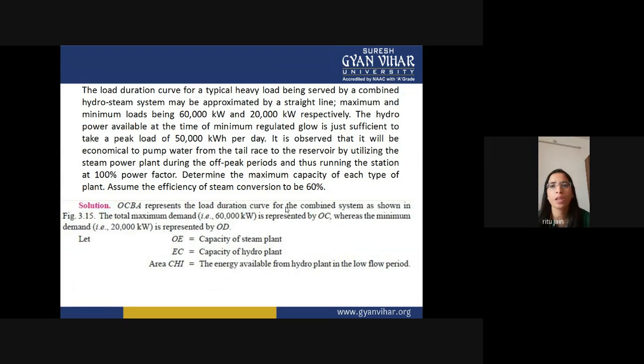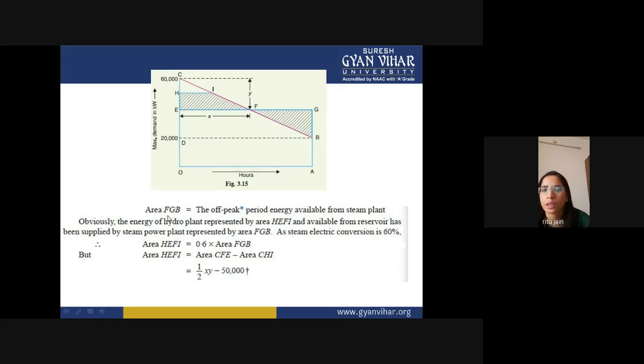So the hydropower available at the time of minimum regulated flow is just sufficient to take a peak load of 50,000 kilowatt hour per day. So it is observed that it will be economical to pump water from the tail race to the reservoir by utilizing the steam power plant during the off-peak periods and thus running the station at 100% load factor. So determine the maximum capacity of each type of plant. Assume the efficiency of steam conversion to be 60%. So the conversion from steam to water is only 60%.